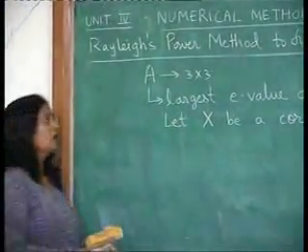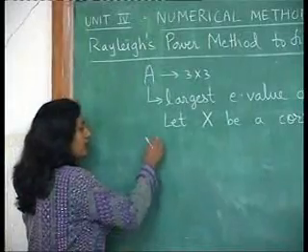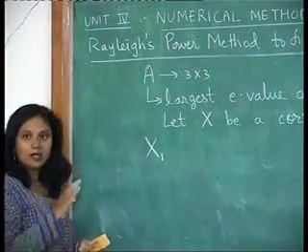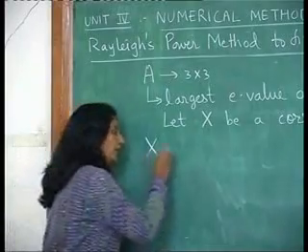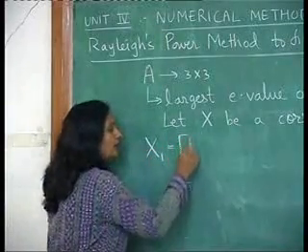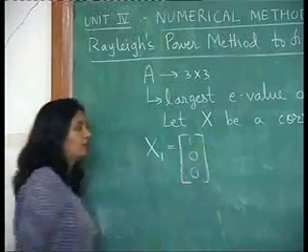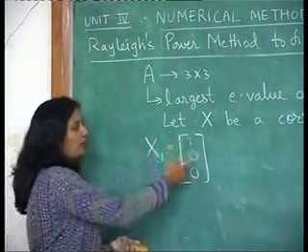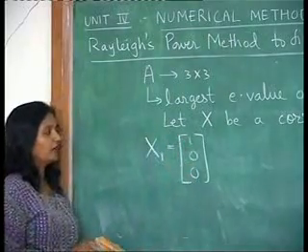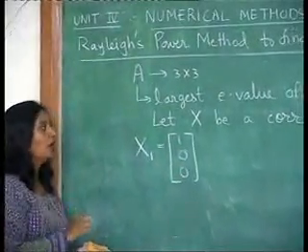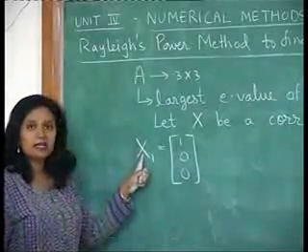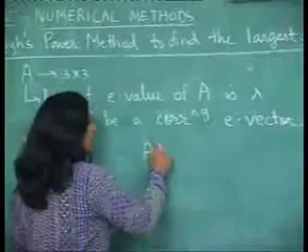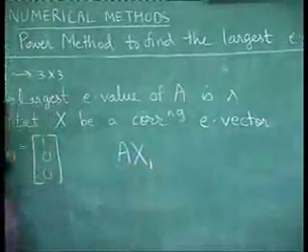So we will start with an initial guess x1. Now since we need to begin somewhere, for a 3 by 3 matrix, we generally take x1 to be, for a 2 by 2 matrix, you can take x1 to be 1, 0, because there the column vector will have to have just 2 rows. So we will take this as the initial guess. We will calculate the product AX1.